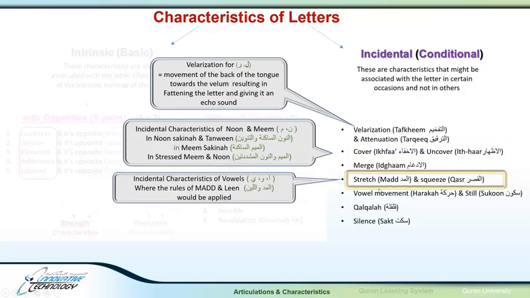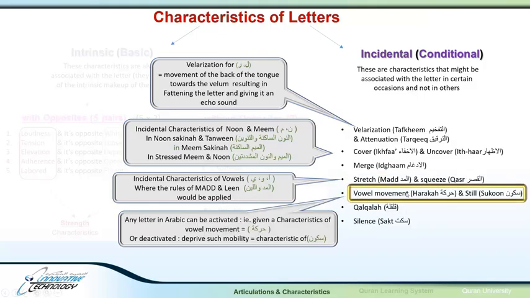Now, stretch, which means mad, and squeeze, which means qasr, are opposing characteristics related to vowels. Basically, they are incidental characteristics of the vowels a, u, e, where the rules of mad and lean would be applied. Then we have the vowel movements, the haraka, and opposite to it is the stillness, the sukoon. Any Arabic letter can be activated, which means given a characteristic of vowel movement, haraka, or deactivated, which means being deprived of such mobility, and that's what we call sukoon.